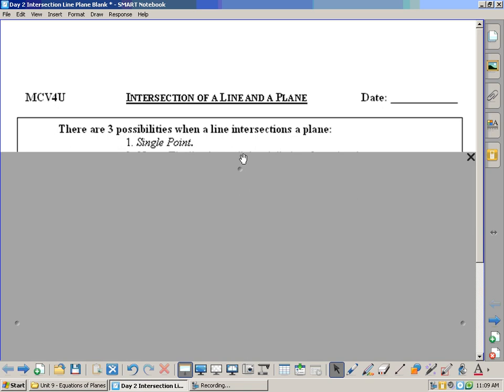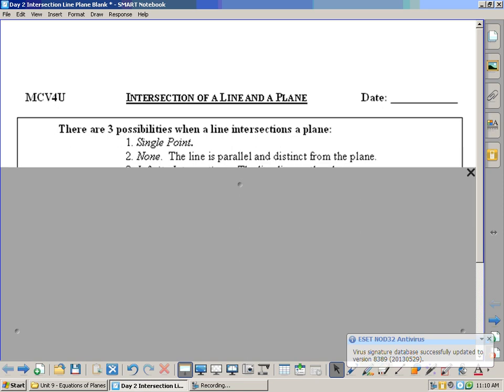The second one would be the case where you have the plane sitting on the desk and the pencil hovering over top of it. And the line would be parallel and distinct from the plane. So it's not only parallel, but it's also different from the plane. So it's separate, so hovering above it. In that case, there would be no intersection. You'd know that this would happen because the direction vector would be a scalar multiple of one of the direction vectors on the plane, so it would be parallel, but the point on it would be distinct to make it separate.